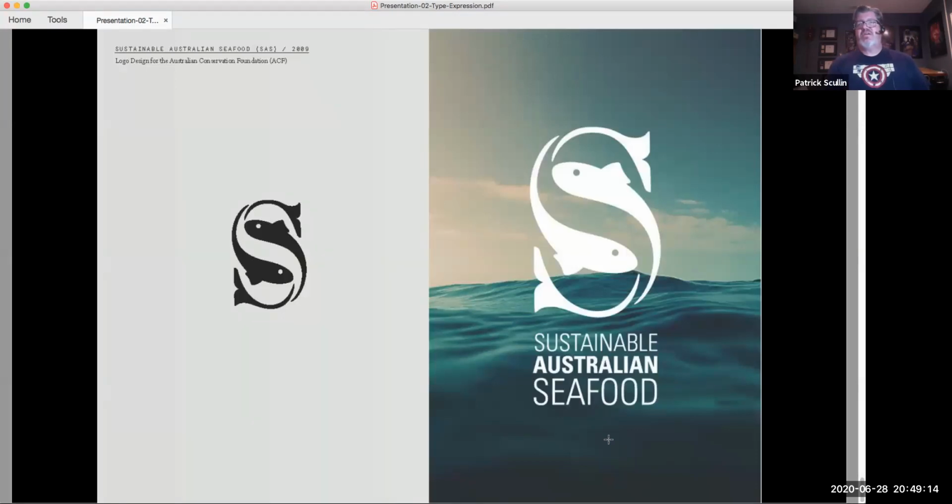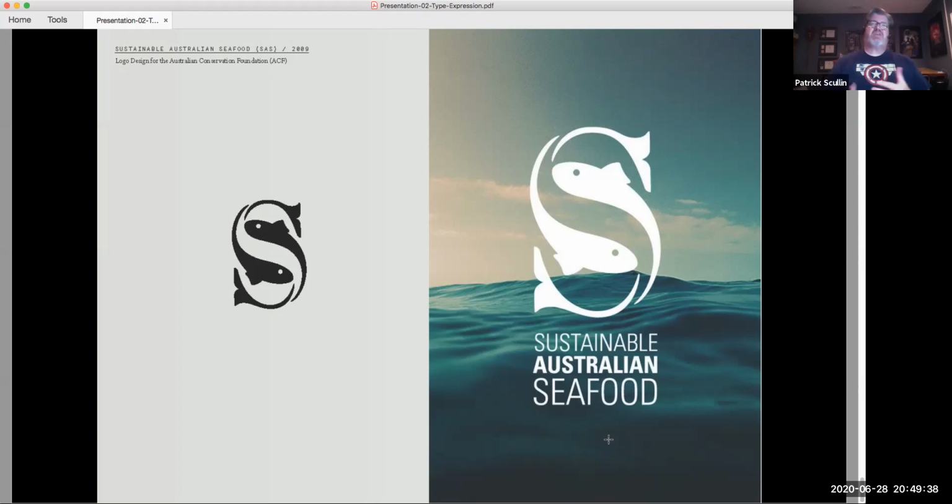This one here is not entirely typographic, but that S is formed out of those fish. And I just loved how cool that was to get that nice serif typeface, but then also to get the secondary message that this is about sustainable seafood, and you get that little message with the fish shape.